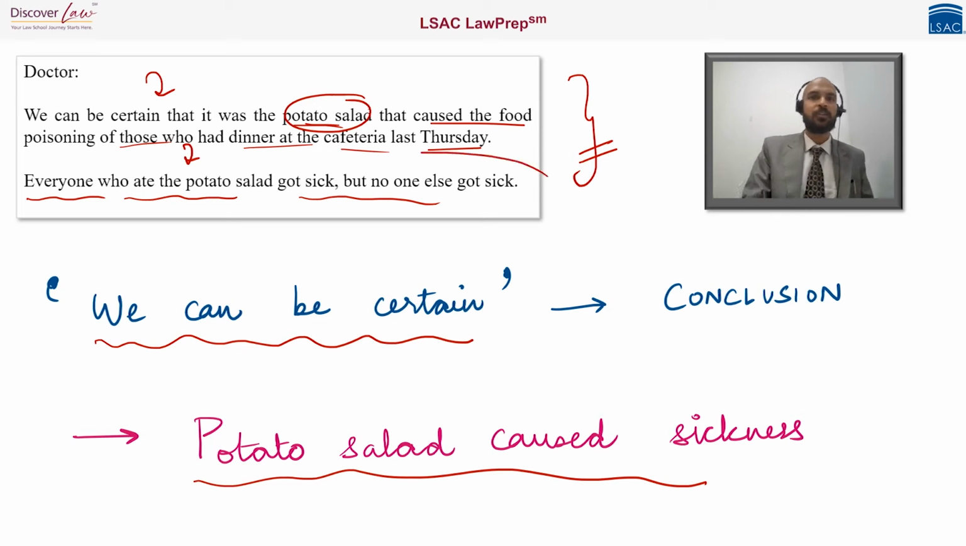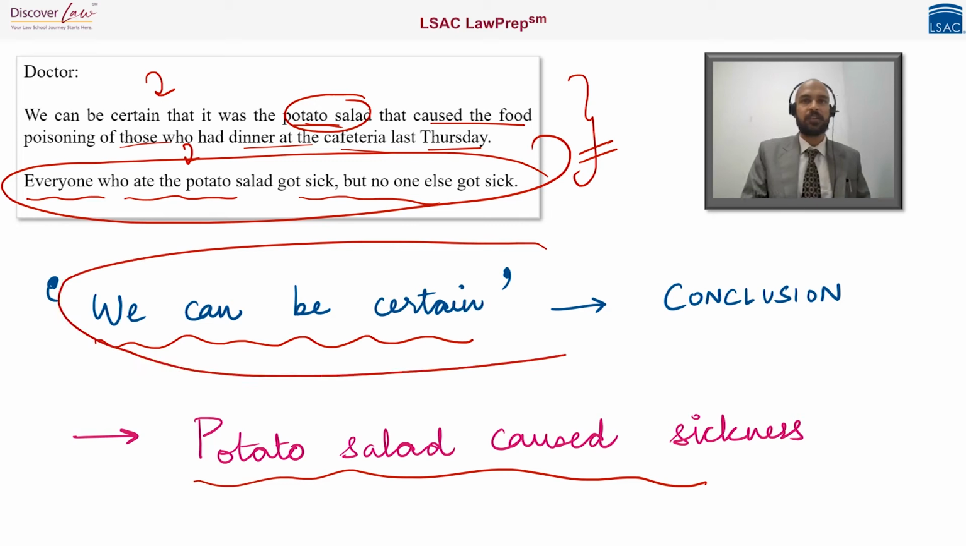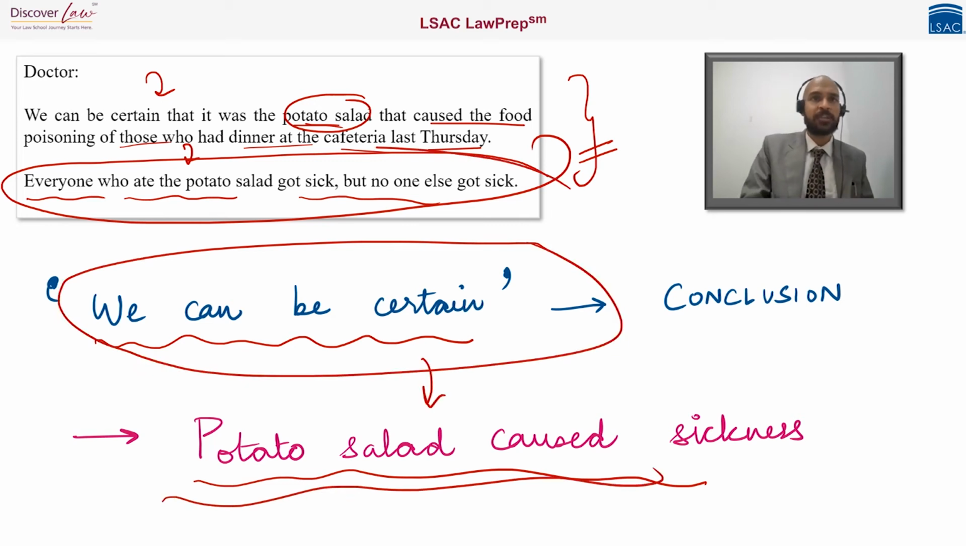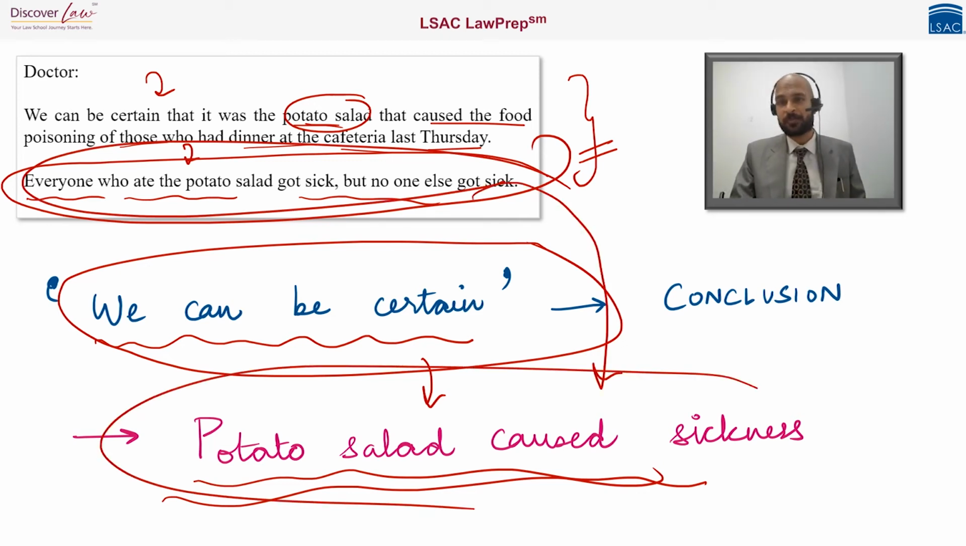So here you have a premise, and then you have this conclusion here. The conclusion being that the potato salad caused the sickness. Everyone who ate the potato salad got sick. This caused the sickness. What is the assumption? Okay, let's go for this together.